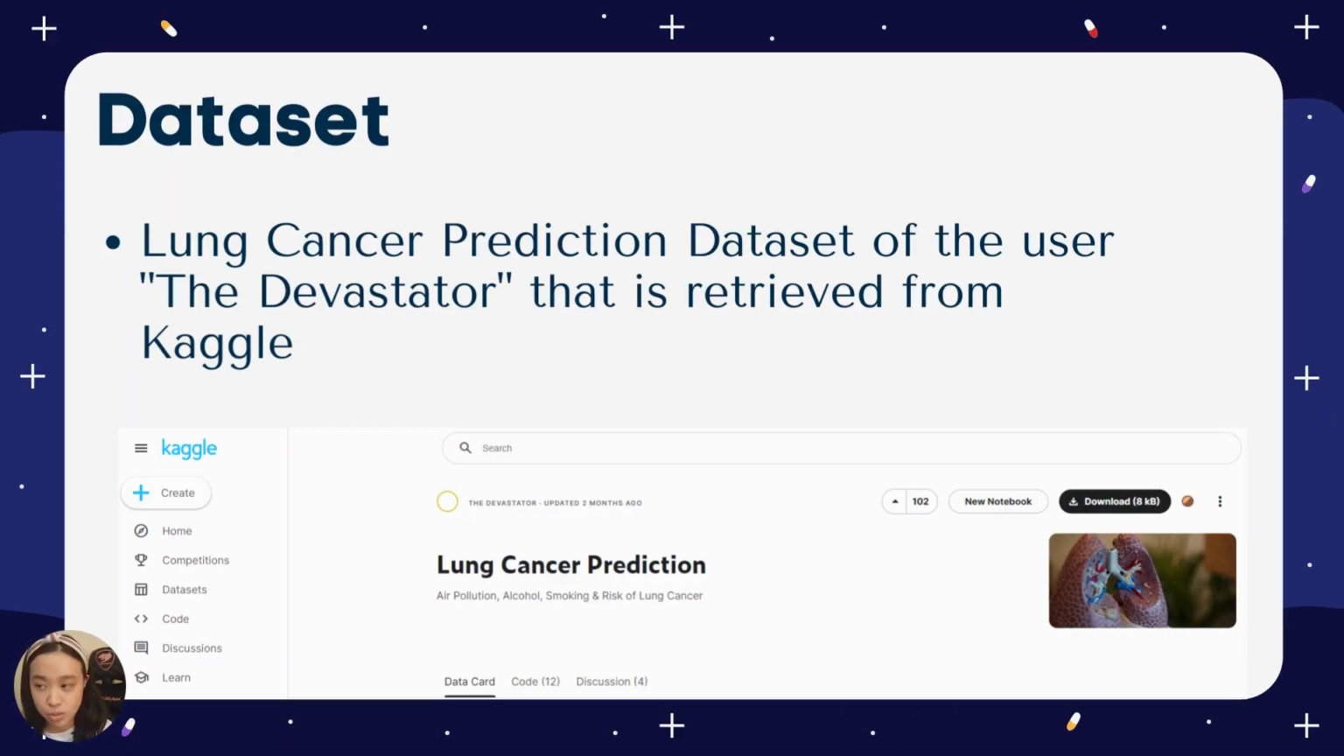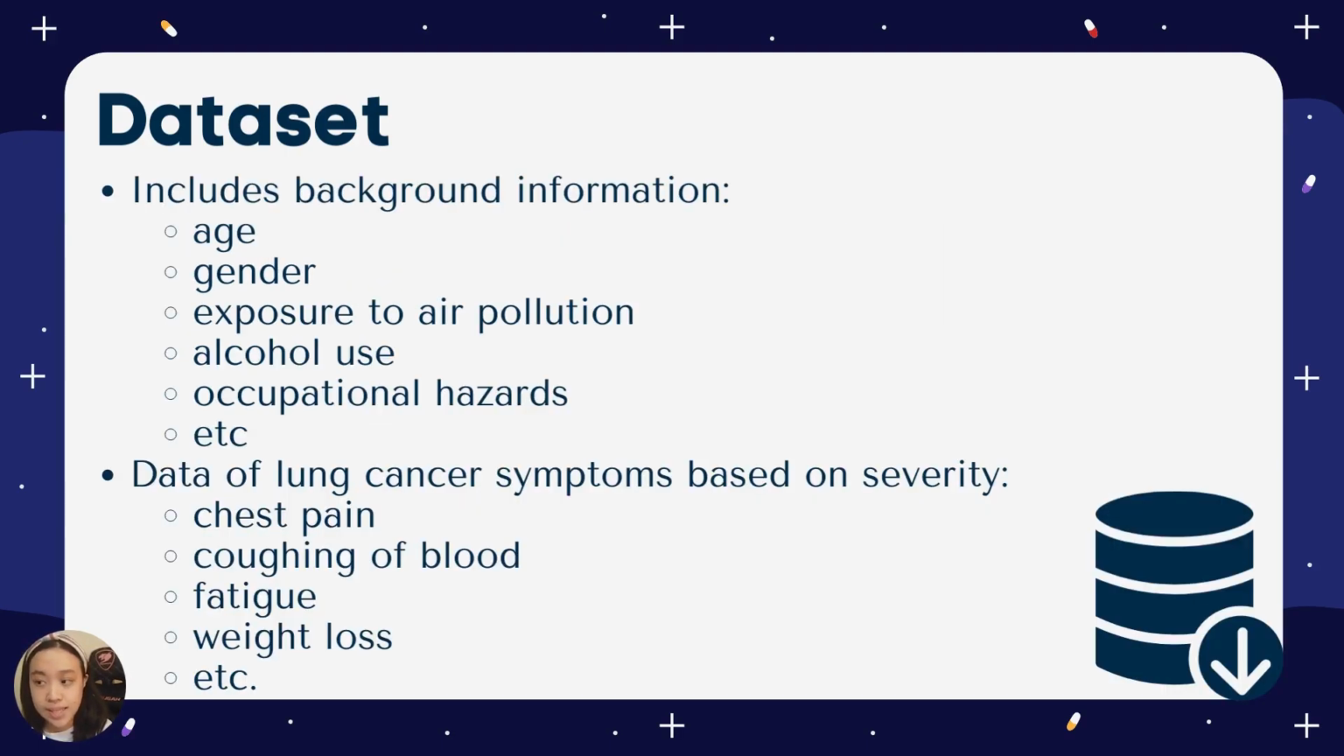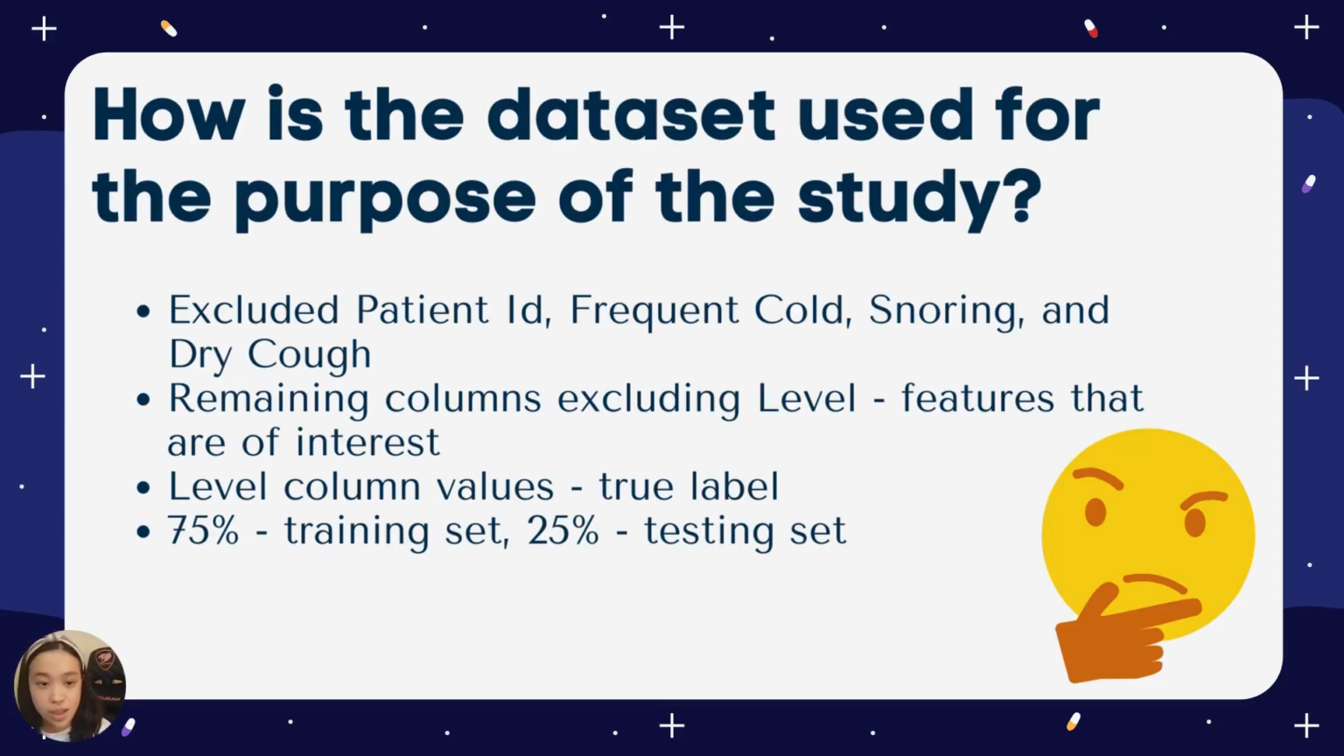The dataset that we use is the lung cancer prediction dataset in Kaggle of the user Devastator, as can be seen below. The dataset includes background information such as age, gender, exposure to air pollution, etc., as well as data of lung cancer symptoms based on severity. Patient ID, frequent cold, snoring, and dry cough were not included in our study. The remaining columns, excluding level, are features that are of interest, while the level column serves as the true label.